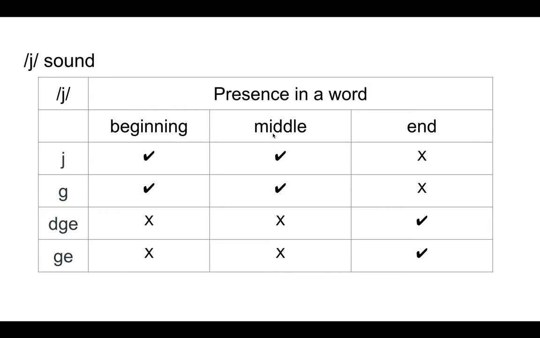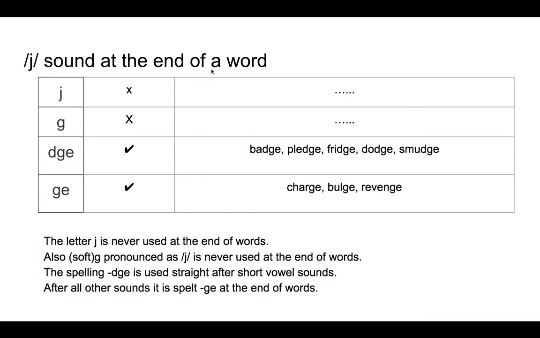Now let us see the presence of the J sound in a word. At the beginning, if you hear the J sound, then these two letters could be used. Also in the middle, these two letters could be used. Whereas the trigraph and digraph come only at the end. J sound at the end of a word. The letter J is never used at the end of words. Also, soft G pronounced as J is never used at the end of words. So we have to make the choice between the trigraph or the digraph.